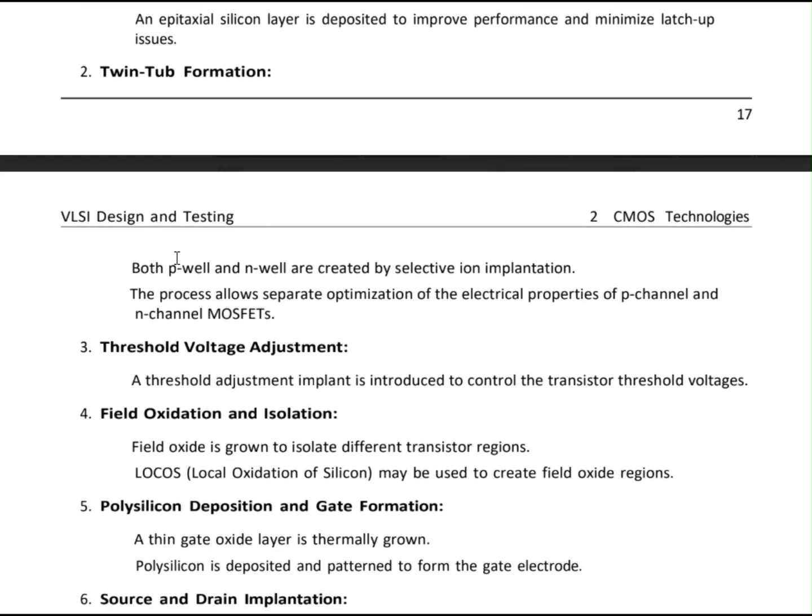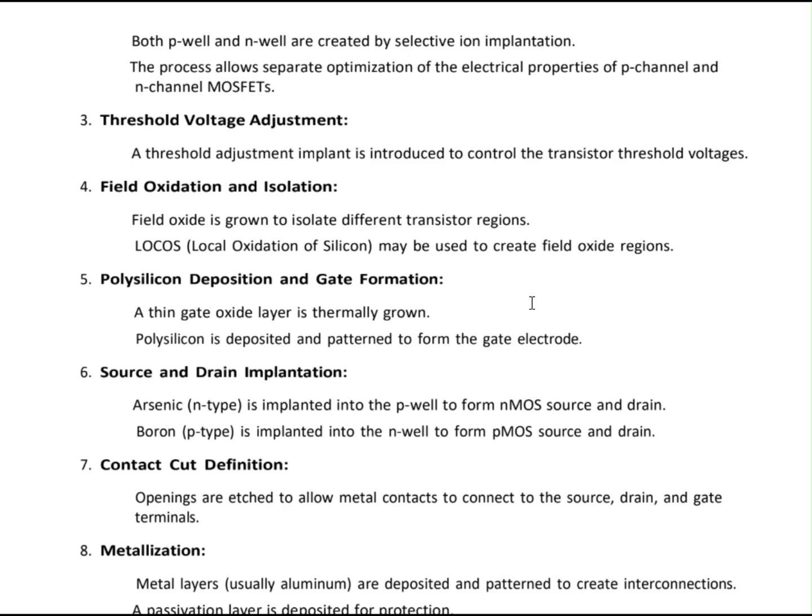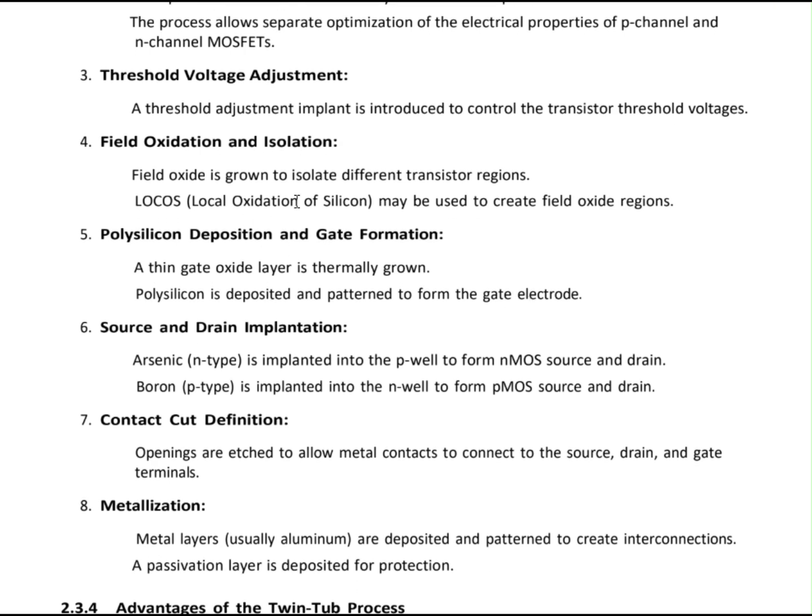The second step is twin tub formation, in which both P and N wells are created by selective ion implantation. The third step is threshold voltage adjustment, in which we adjust the threshold along with the implant to control the transistor threshold voltages. The next step is field oxidation and isolation, in which field oxide is grown to isolate different transistor gates or regions. After that comes polysilicon deposition and gate formation, in which a thin gate oxide layer is thermally grown and polysilicon is deposited and patterned to form the gate electrode.